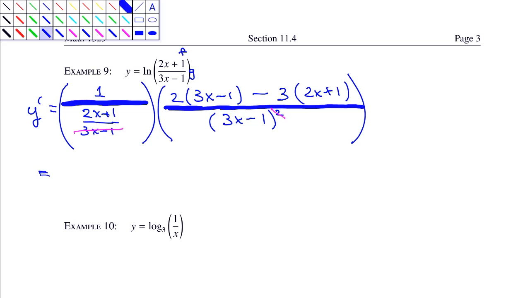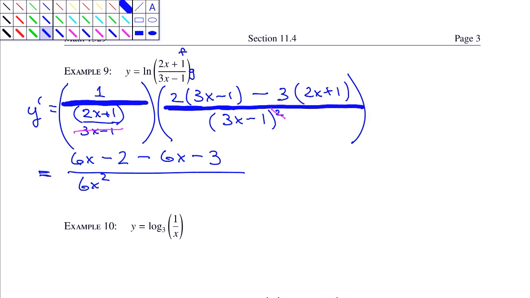And so now we get the following. I'm going to multiply this out. This is 6x minus 2, minus 6x minus 3, over, and then this 2x plus 1 and the one 3x minus 1 that remains, they multiply together. So this is 6x squared minus 2x plus 3x minus 1. The 6x's cancel. And that leaves me with negative 5 over 6x squared plus x minus 1.